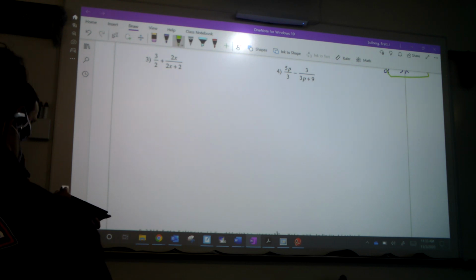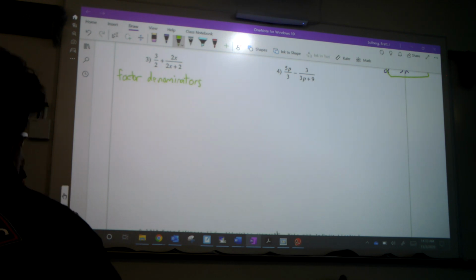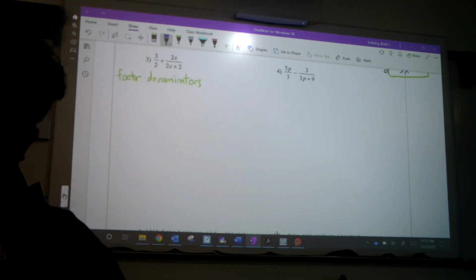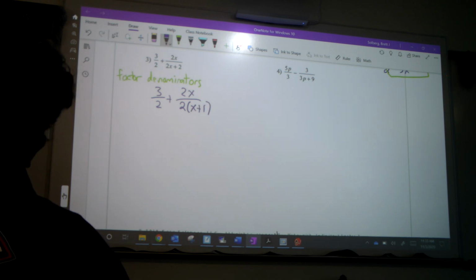So here's what we're going to do first. We're going to start by factoring the denominators. Oh, what am I trying to spell? Denominators. There we go. All right. When I look at 2x plus 2, what's the greatest common factor? What do 2x and 2 both have? Has a 2, is that what I heard? So if I factor out that 2, what's left behind?